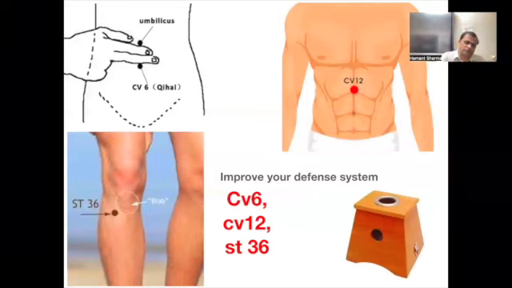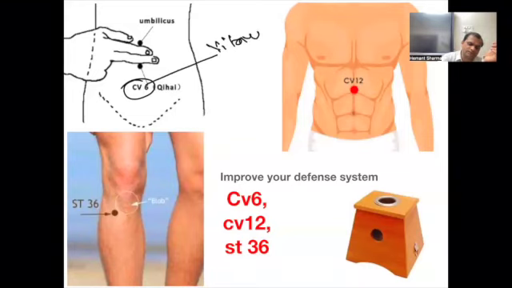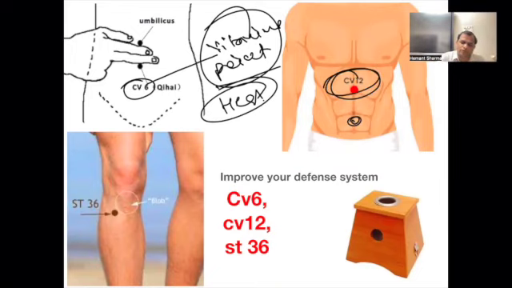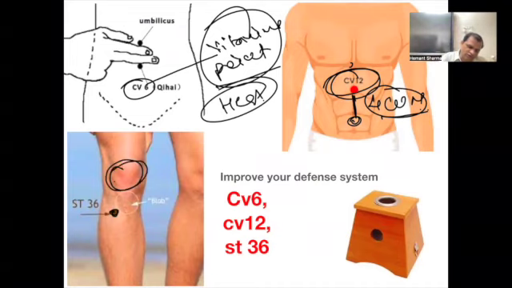So the first point we have stimulated is CV6. The CV6 is located 2 fingers down from the navel. That is the CV6. The CV6 is also called the vitamin point. And CV6 is the generator of heat. And another point was CV12. CV12 is in the middle of the sternum bone and the navel. And the third point is stomach 36. So this is the knee. From the knee, if you go 4 fingers down, that is the location of stomach 36.